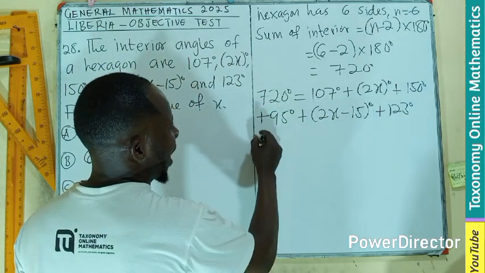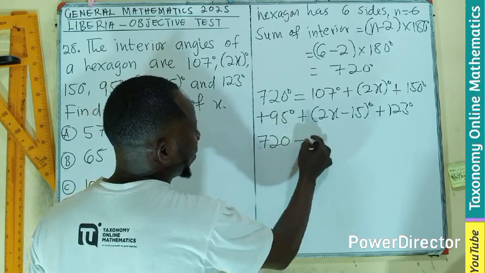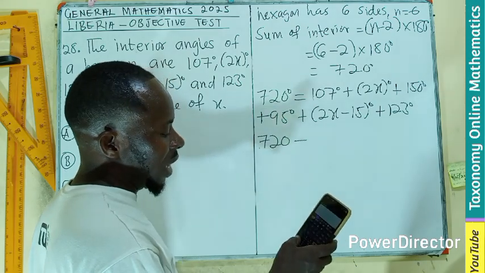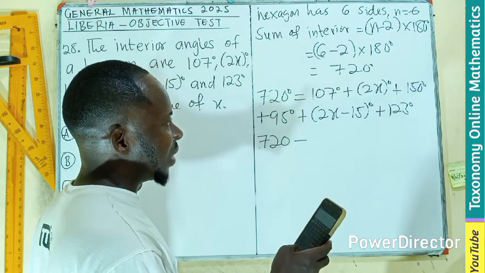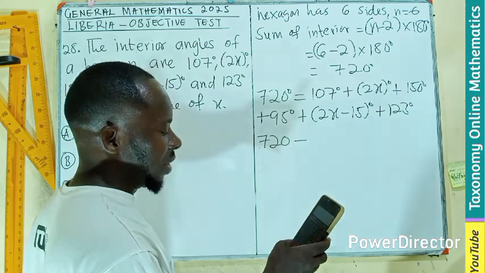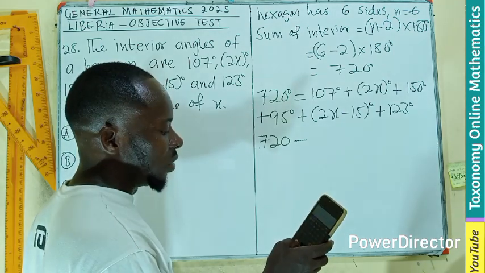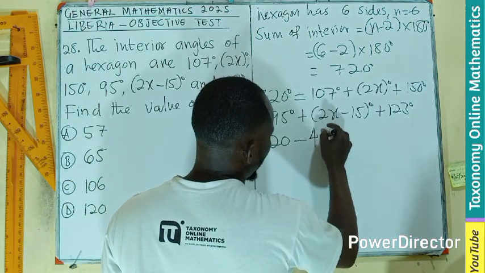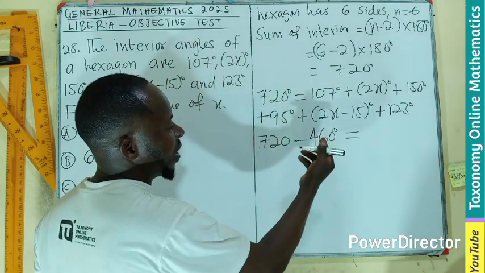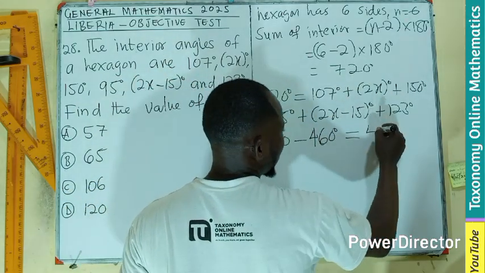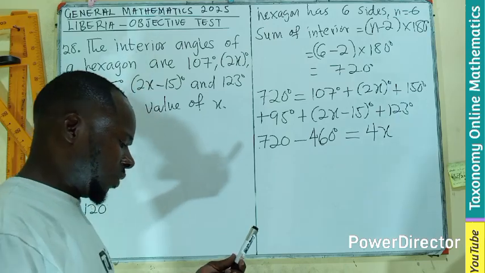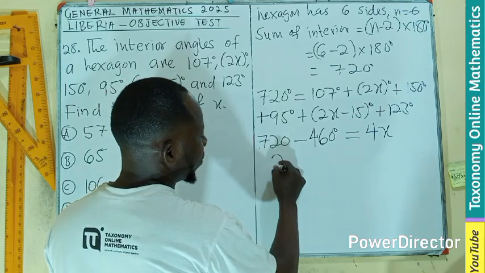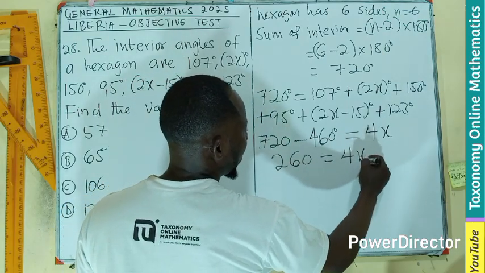So let's see. We have 720 minus. Let's compute the angles that are without variable. That is 107 plus 150 plus 95 plus 123, then minus 15, and that will give you 460. Then we add the variable ones. This is 2x plus 2x, that's what? 4x. So let's subtract 720 minus 460. That will give us 260 equals 4x.